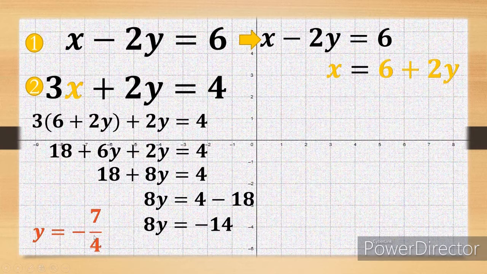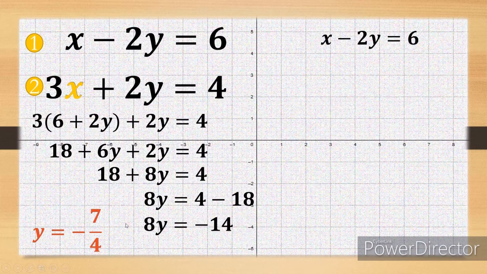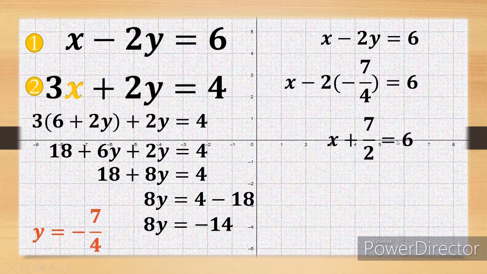And yung y na negative 7 over 4, isa-substitute natin sa alinman sa ating original equation para makuha natin ang value naman ni x. Okay? So, yun na lang unang equation yung kuhanin natin. To find x, lipat lang natin o substitute lang natin si negative 7 over 4 kay y. So, we have x minus 2 times negative 7 over 4 equals 6. And negative 2 times negative 7 over 4 is simply 7 over 2 equals 6. So, transpose 7 over 2. We have x equals 6 minus 7 over 2. So, for our final answer, x is equal to 5 over 2.